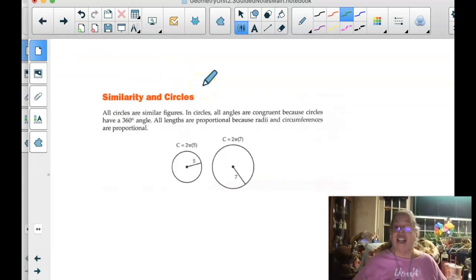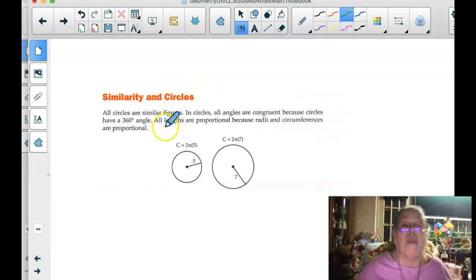Okay, now check this out. All circles are similar. Okay, because they're all the distance from a specific point called the center. And if you lined up the centers of them, that's called concentric, with the same center, you'll notice that they're just kind of proportions of each other. Okay, all lengths are proportional because radii and circumference are proportional.